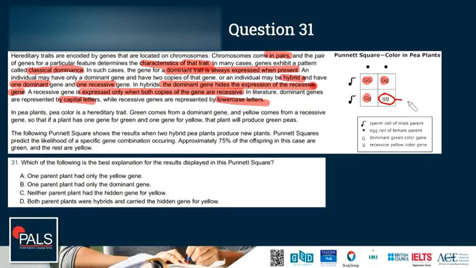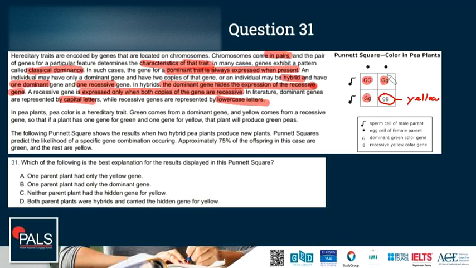This one will be yellow. Now, the lowercase letter is used for recessive genes and the capital letters are used to represent the dominant genes. Which of the following is the best explanation for the result displayed in the Punnett square? One parent plant had only the yellow gene. One parent plant had only the dominant gene. Neither parent plant had a hidden gene for yellow. Both parent plants were hybrids and carried the hidden gene for yellow.